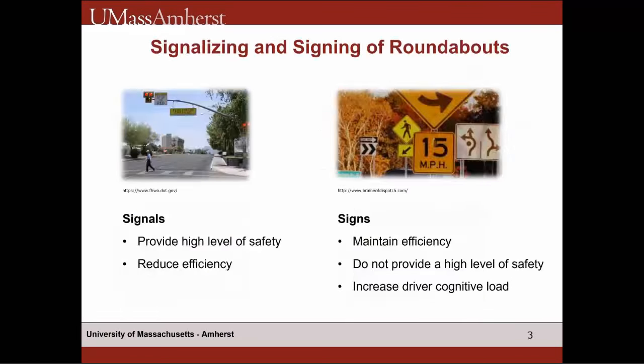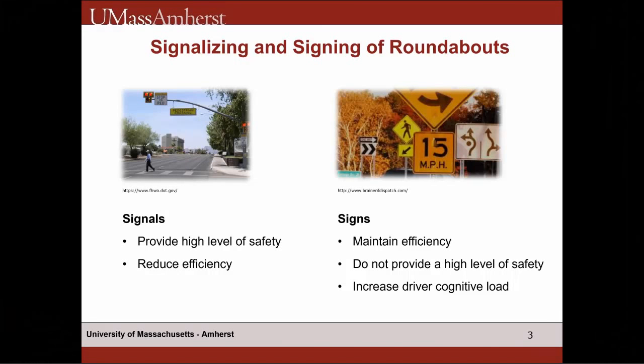So in this regard, for the benefit of the driver, roundabouts can be signalized. It can improve the safety for pedestrians and also drivers. But how? It can alert drivers to the presence of the pedestrian and increase the ability of pedestrians to cross the roundabouts. But it also can reduce the efficiency and operations of the roundabouts.